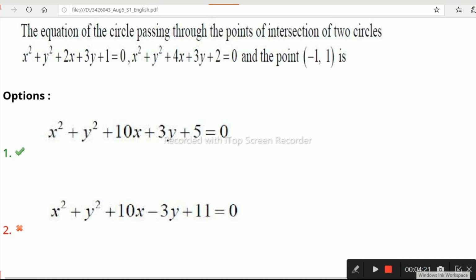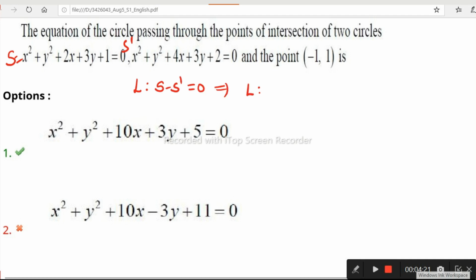For our convenience, these 2 circles are taken as S and S dash. Now, the circle which is passing through the point of intersection of 2 circles: to find that equation, we can first find L. L is called the radical axis, or we can also call it the common chord. That is S minus S dash equals 0. So first S minus S dash.